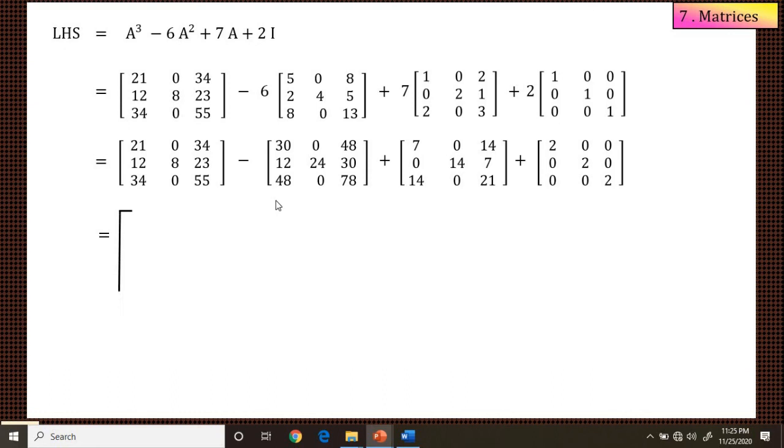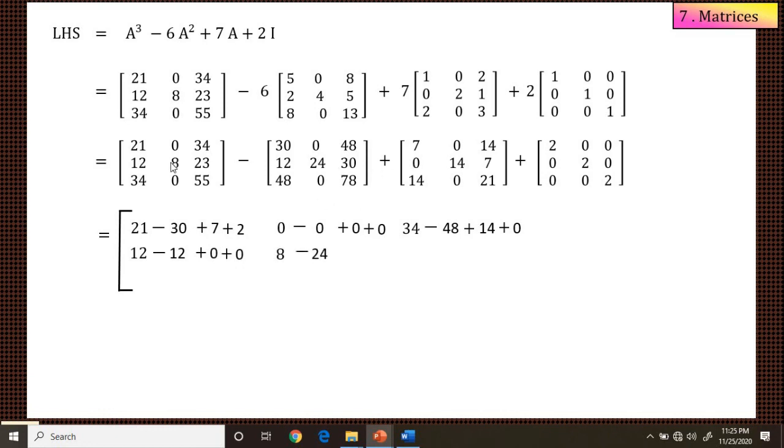Now operating on these entire matrices, here we have minus, here plus, and here plus. So position-wise elements are taken. First 21, and here we have minus, therefore minus 30, plus 7 and plus 2. So all first position elements are taken. Next, all second position elements: 0 minus 0 plus 0 plus 0. Now third position elements: 34 minus 48 plus 14 plus 0. Like this, all position elements are written: 12 minus 12 plus 0 plus 0, 8 minus 24 plus 14 plus 2, next element 23 minus 30 plus 7 plus 0.